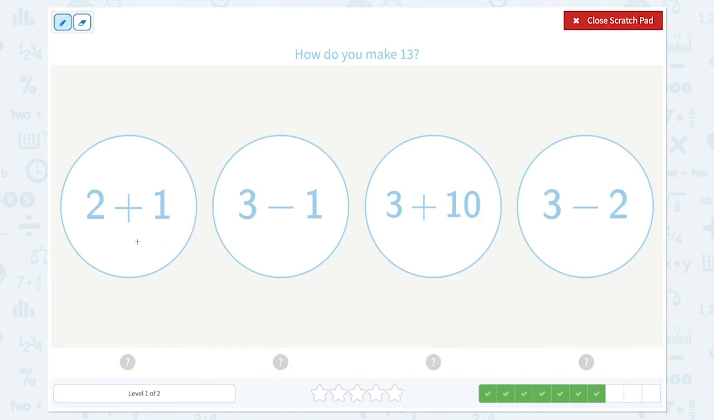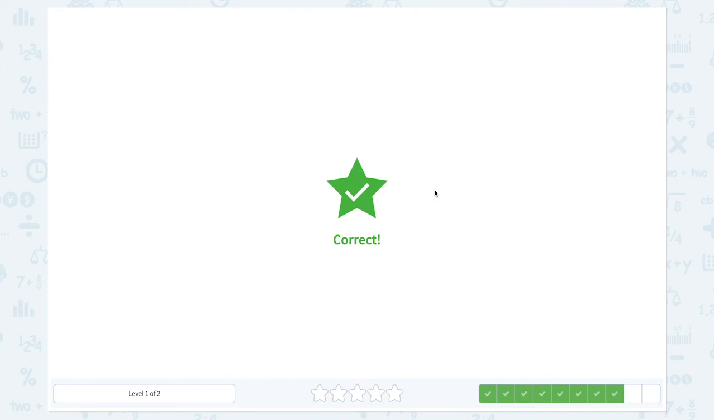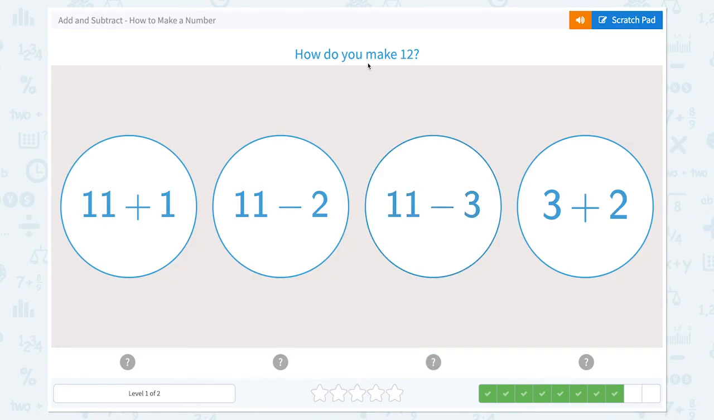Now these are two small numbers because 2 plus 1 is 3. 3 minus 1 is 2. And 3 minus 2 is equal to 1. 3 plus 10 is equal to 13. Let's click. Correct. How do you make 12?